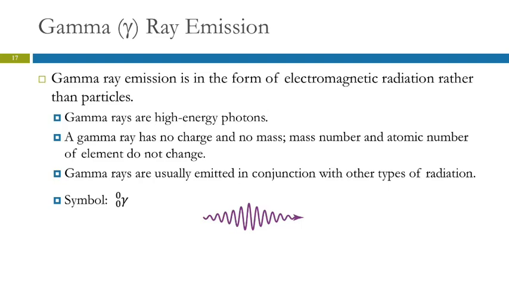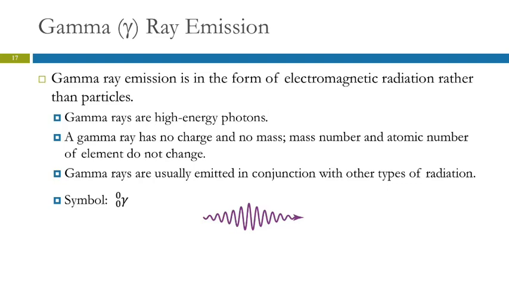Gamma ray emission, here what's coming out is not a particle at all. It's just some energy, electromagnetic radiation. So high energy photons. Gamma radiation is at the high energy end of the electromagnetic spectrum. So gamma rays being energy, there's no charge, there's no mass. So when you have gamma emission, the mass number and the atomic number of the element don't change. So the symbol for the gamma ray is the gamma symbol 0 and 0 because it doesn't change either of these.